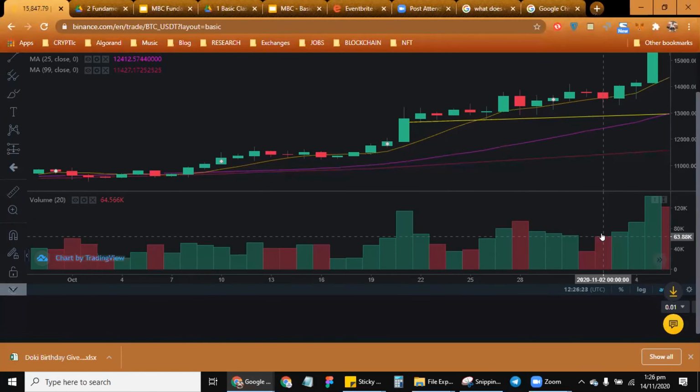So if you see here, it means that 63.88 thousand BTC, not amount. Yes, BTC as per the currency. So 63.88 thousand BTC was traded on this day. So we sold that day. Okay. Yes, this day.